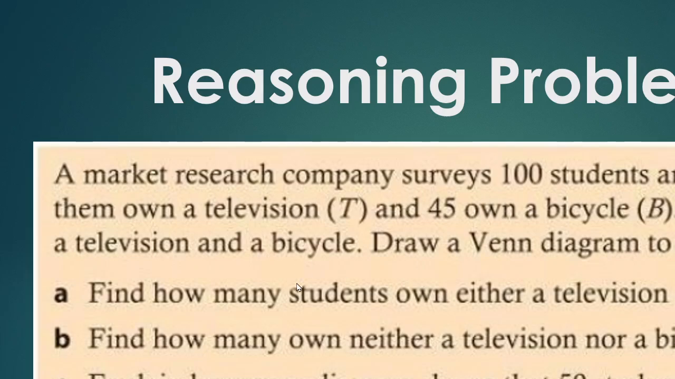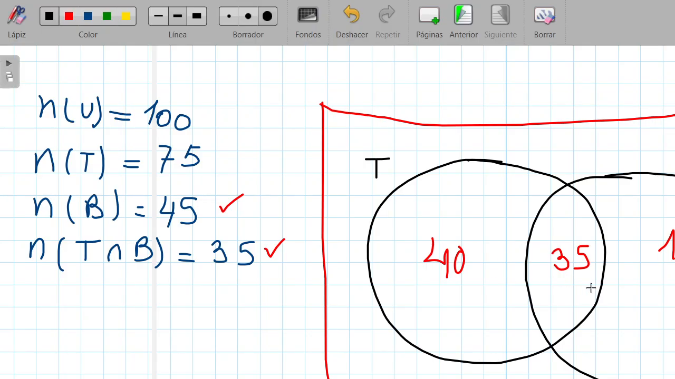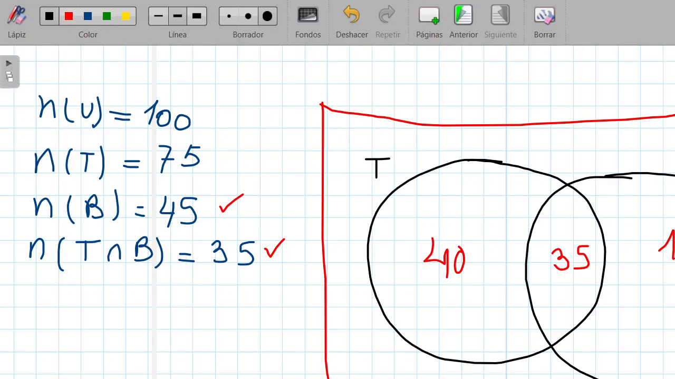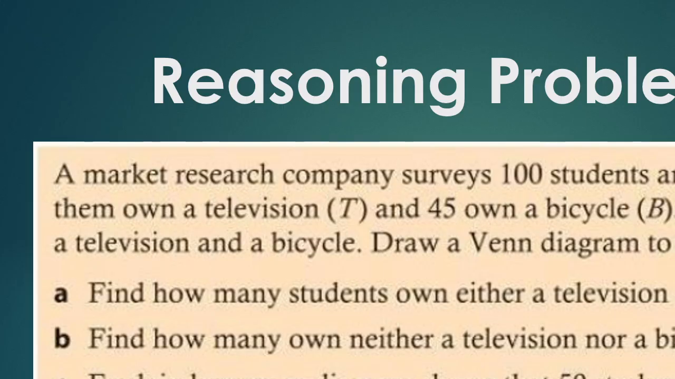So to answer these questions, find how many students own either a television or a bicycle or both. To answer the first question, we will have to add 40 plus 35 plus 10, which will be, in this case, 85. 85 students have only television, only bicycle, or both. For the next one, find how many own neither a television nor a bicycle. That is easy. The ones that are outside, 15 students, don't have any of those.